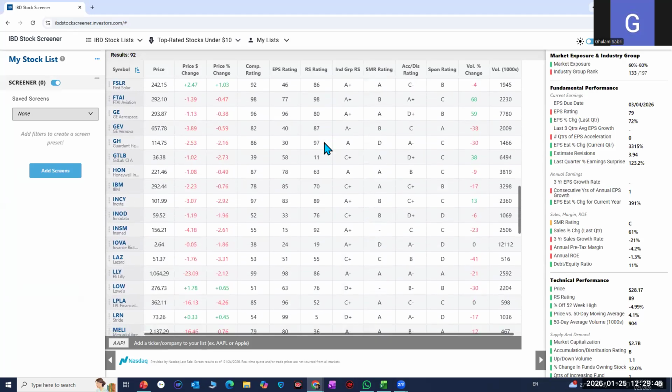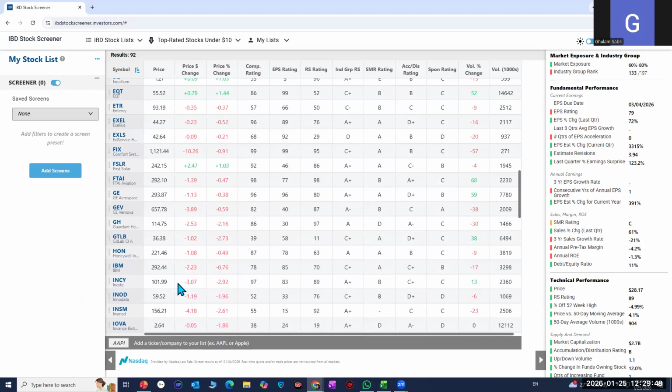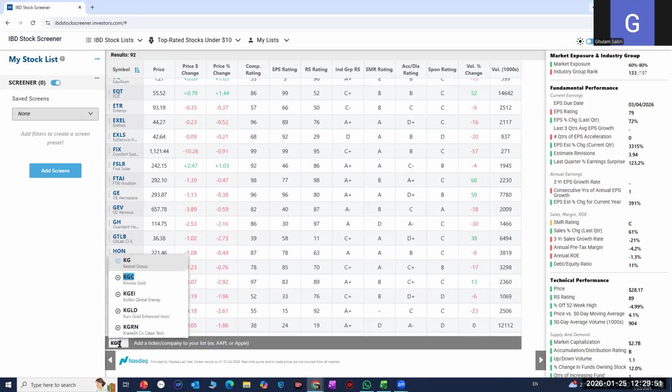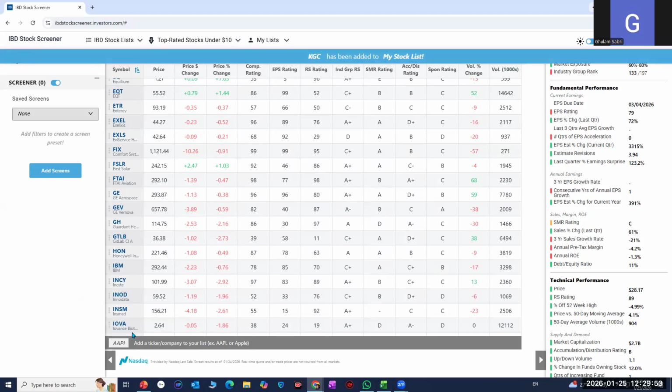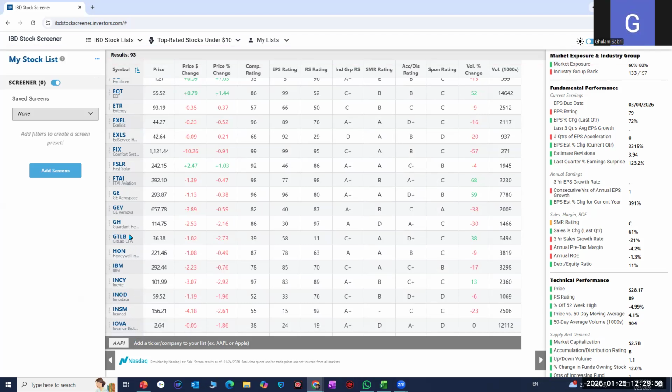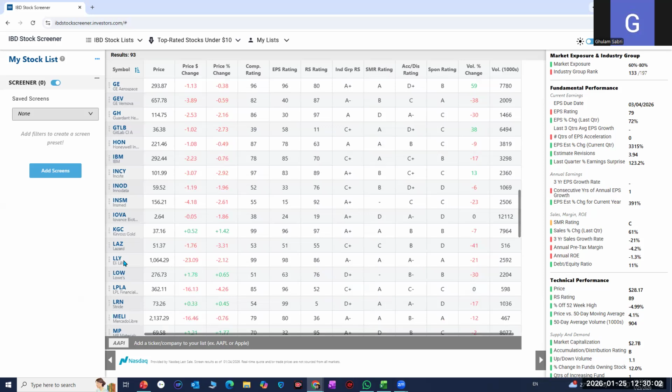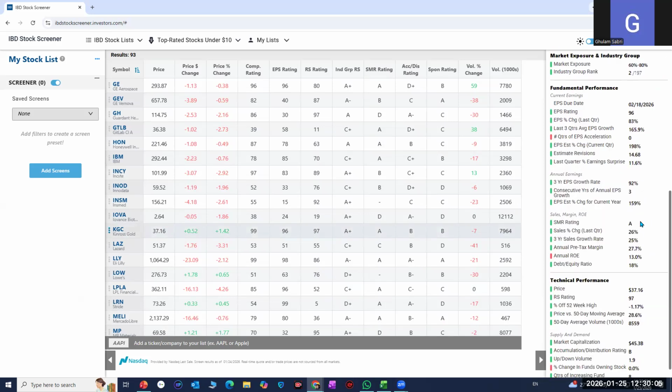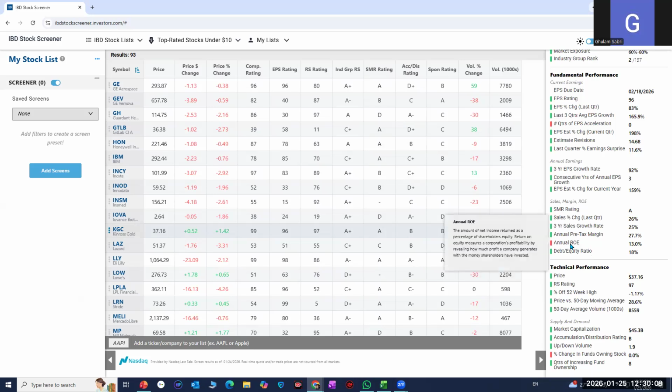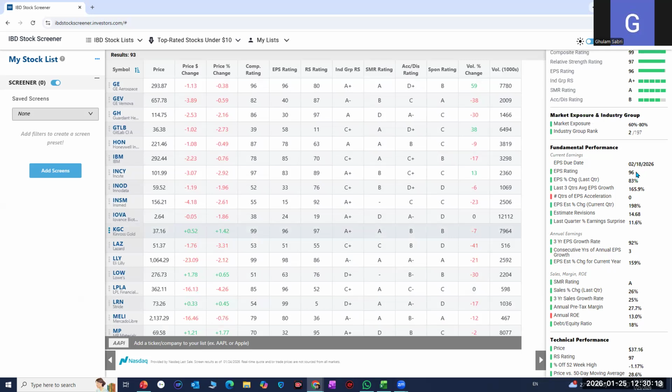So we were looking at KGC, right? Let's add KGC. Okay, KGC right here. Fundamentally, if you see, it has given us a return on equity of 13%. But we look at the EPS. The EPS rating is very high. It means that it is increasing its earnings. Last quarter, it increased its earnings by 83%, and the last 3 quarters average was 166%. So that's a really good fundamental driver.